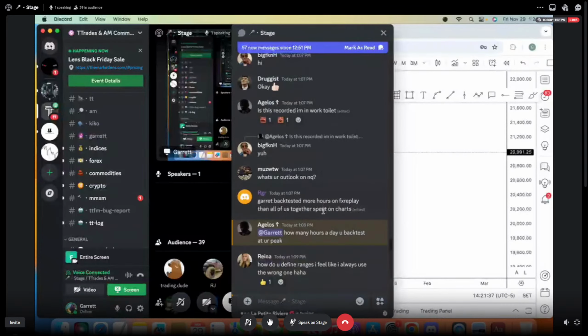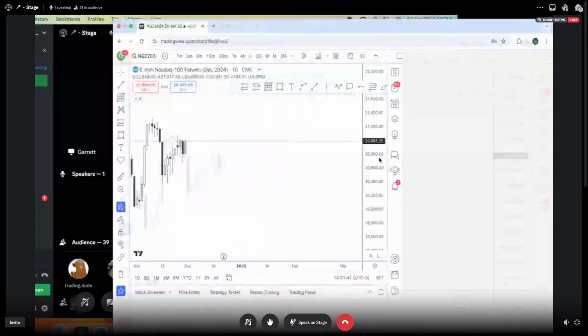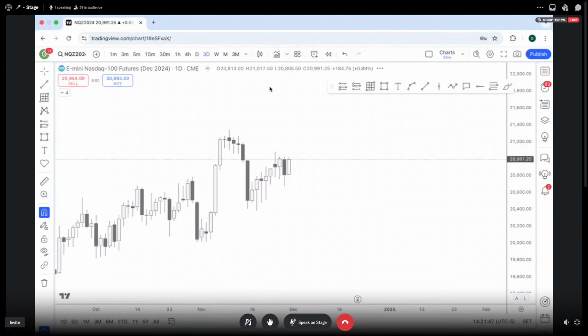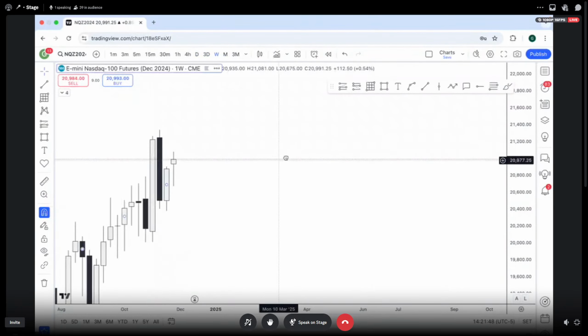Yeah, it is recorded. What's your outlook on NQ? Yeah, so the day's already over. But coming into today I was bullish because, all right, let's just use this model, and I'll go over it again.